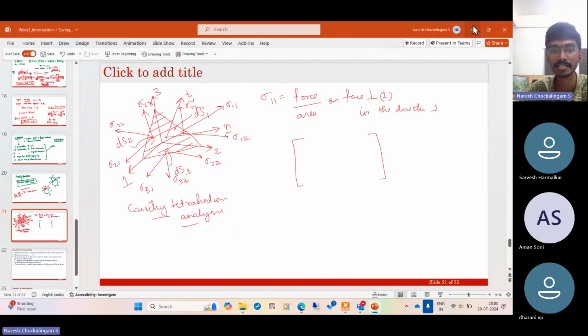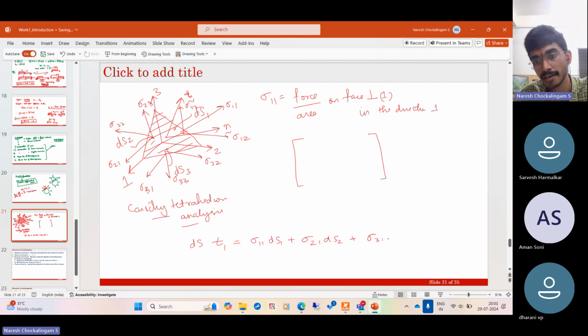Now there is this Cauchy's relationship. If you establish equilibrium, this is a three-dimensional body, right? It's an infinitesimal tetrahedron, but it is still three-dimensional. So you can write the three equations of equilibrium for this. This traction, you can resolve along the coordinate axes. So if you write it, you will get T1 acting on ds is equal to sigma 11 ds1 plus sigma 21 ds2 plus sigma 31 ds3.